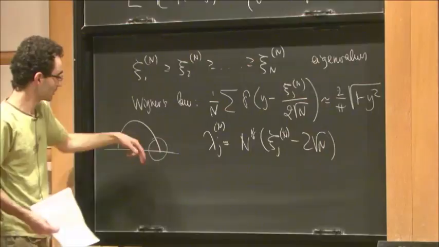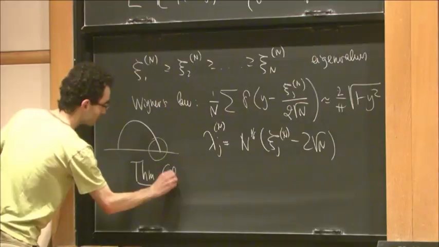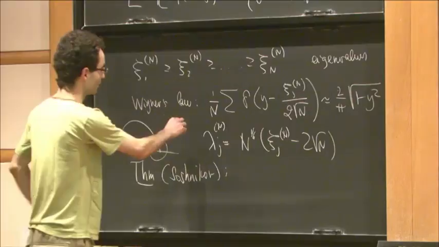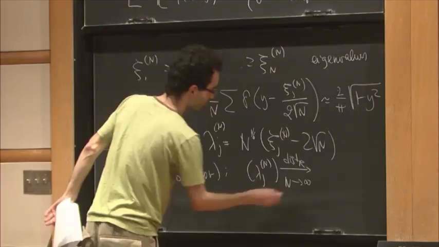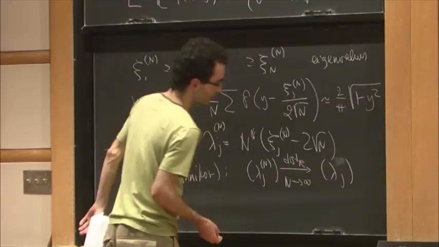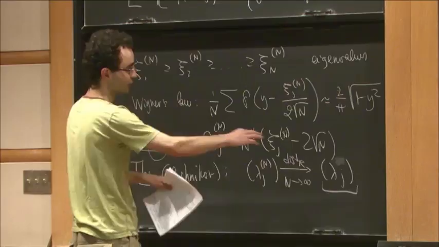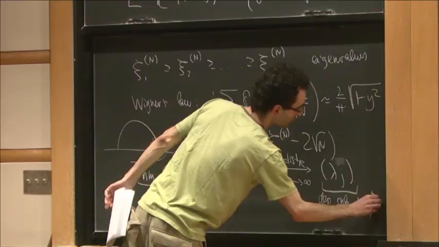And then Sochnikov's theorem states that this decreasing sequence of random numbers converges in distribution as n goes to infinity to a decreasing sequence of random numbers, which is universal. So this decreasing sequence of numbers depends only on whether we're in the real symmetric or complex Hermitian case.